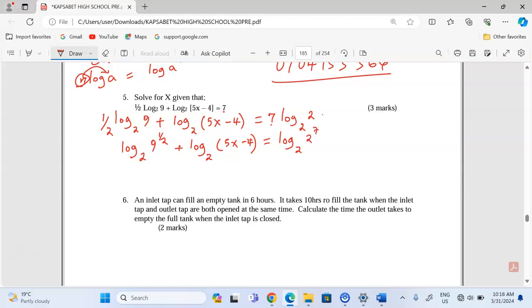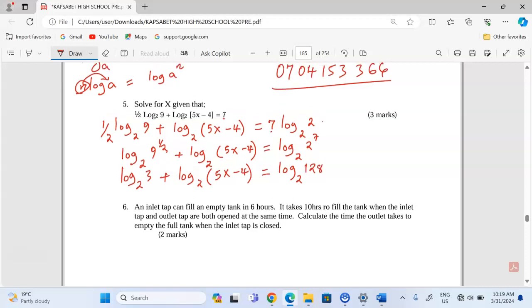To power 7. So we can check the values. The logarithm to base 2, 9 power half means the square root of 9, then we raise to power 1. So the square root of 9 is 3 plus logarithm to base 2 of 5x minus 4. This is equivalent to the log to base 2 of 2 to power 7, which gives us 128.